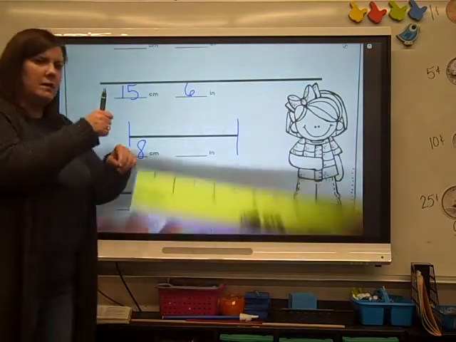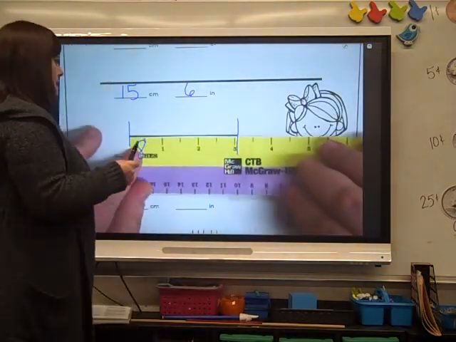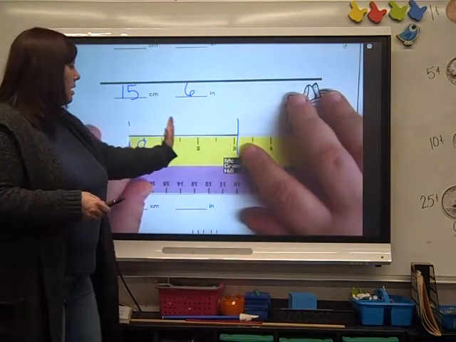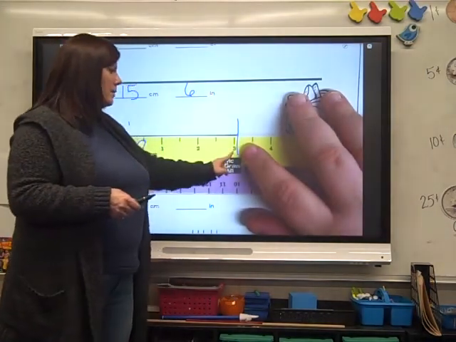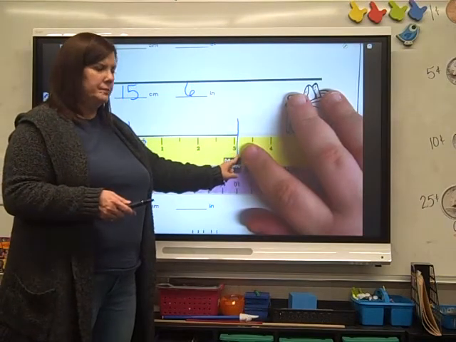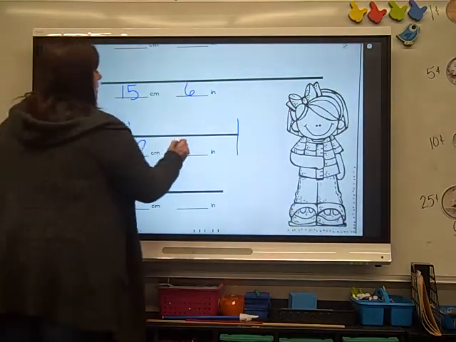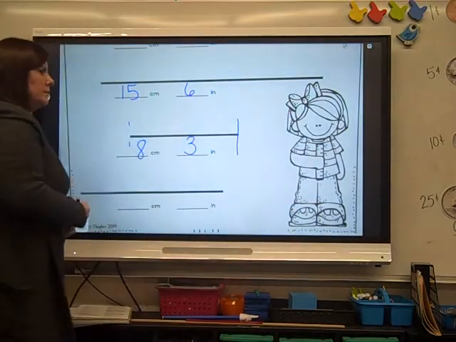All right, flip it over to the lighter side, the inch side. Okay, make sure you got it lined up here. Go all the way across. How many inches long is our line? Right, 3. I hope you're putting your ruler down there, guys. Okay?